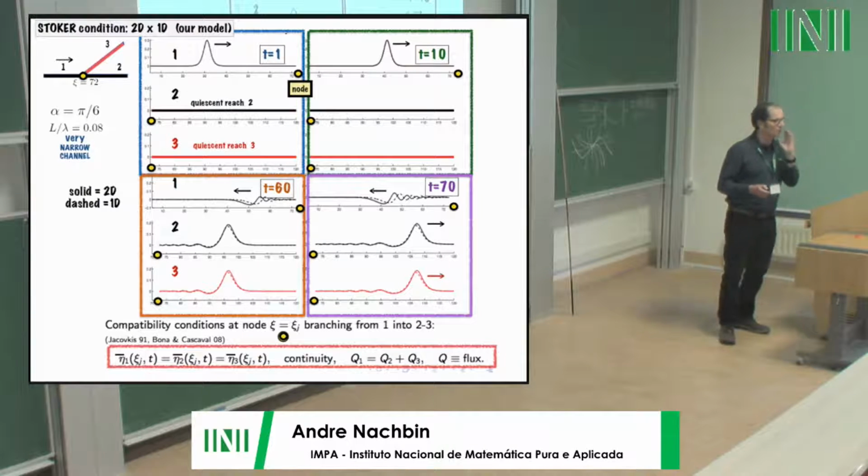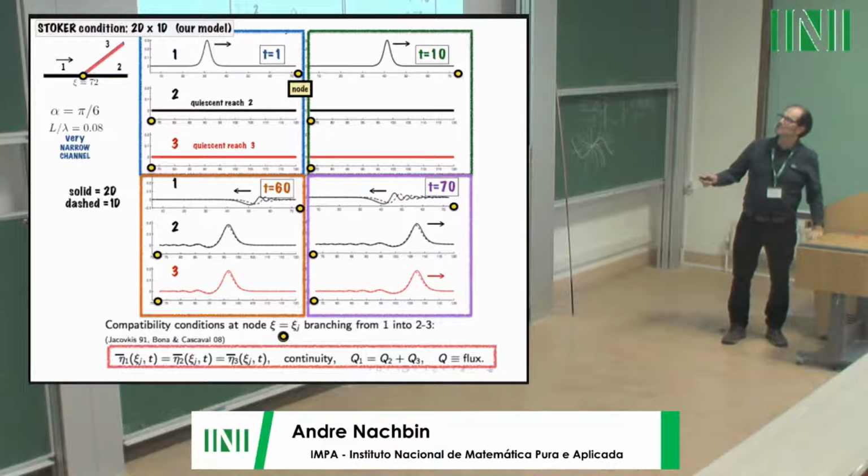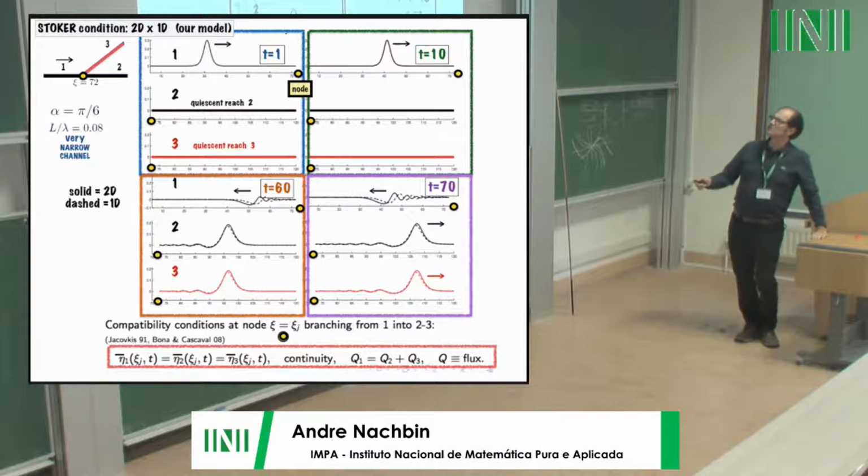Then I tested the Stoker condition for a very narrow channel. So this is the asymmetric configuration. This is the angle, 30 degrees, very narrow channel, that means L over lambda is small. So the color code is this. Main reach is 1, this picture. It continues as 2, and the branch out is the red and 3.